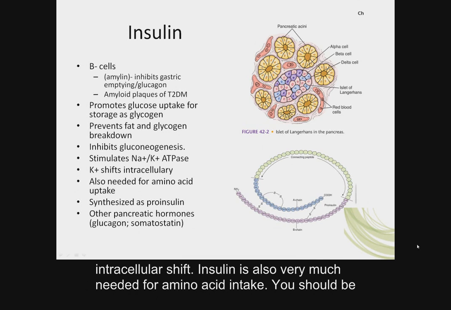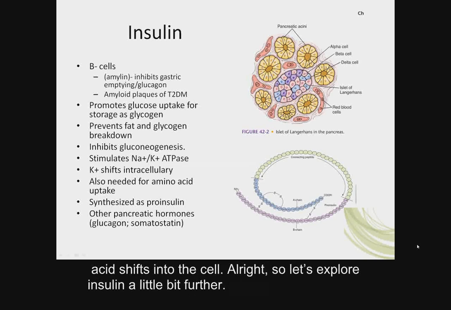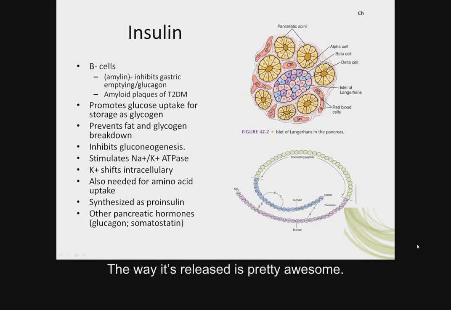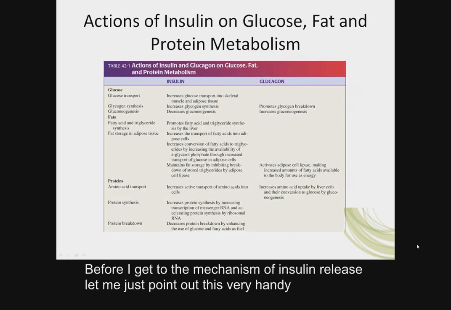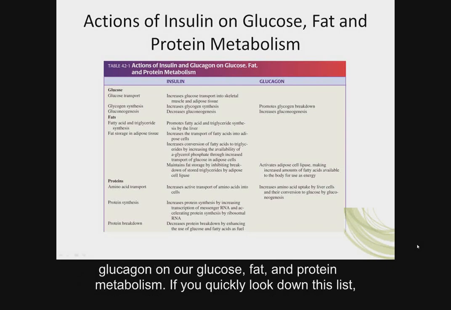Insulin is also very much needed for amino acid intake. You should be hearing right now, insulin isn't just for glucose. It's for potassium, glucose, and amino acid shifts into the cell. Alright, so let's explore insulin a little bit further. The way it's released is pretty awesome. Before I get to the mechanism of insulin release, let me just point out this very handy little table from your textbook, which compares and contrasts the actions of insulin and glucagon on our glucose, fat, and protein metabolism.